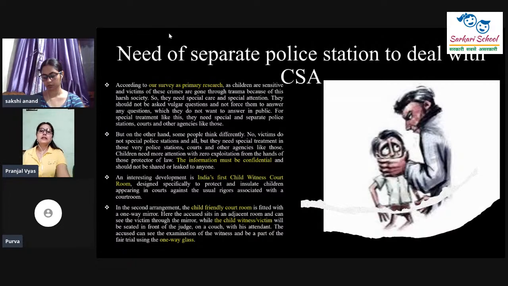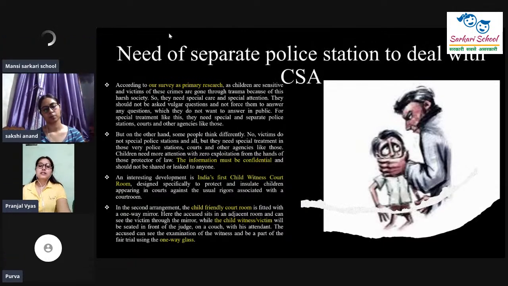police station, but they need special treatment in the existing police stations or agencies, where they can get more attention with zero exploitation. Also, the information must be very confidential and should not be shared or leaked to anyone. So these are the two opinions we received from our survey.